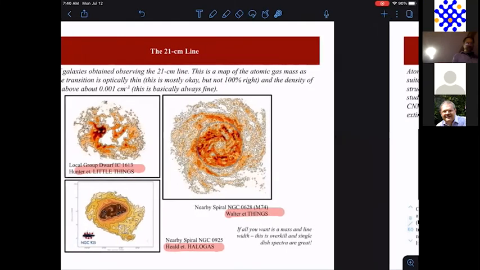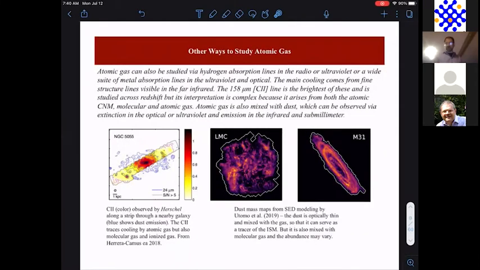But these aren't the only ways to trace atomic gas. There are older ways to trace atomic gas, including looking at optical absorption lines of quite a few species of metals in the optical and ultraviolet, but also emission from, for example, the C+ line. The 158 micron C+ line is the dominant coolant over a big part of the interstellar medium, including the atomic phase. And observations of this line can trace especially the cold neutral medium of the atomic gas.